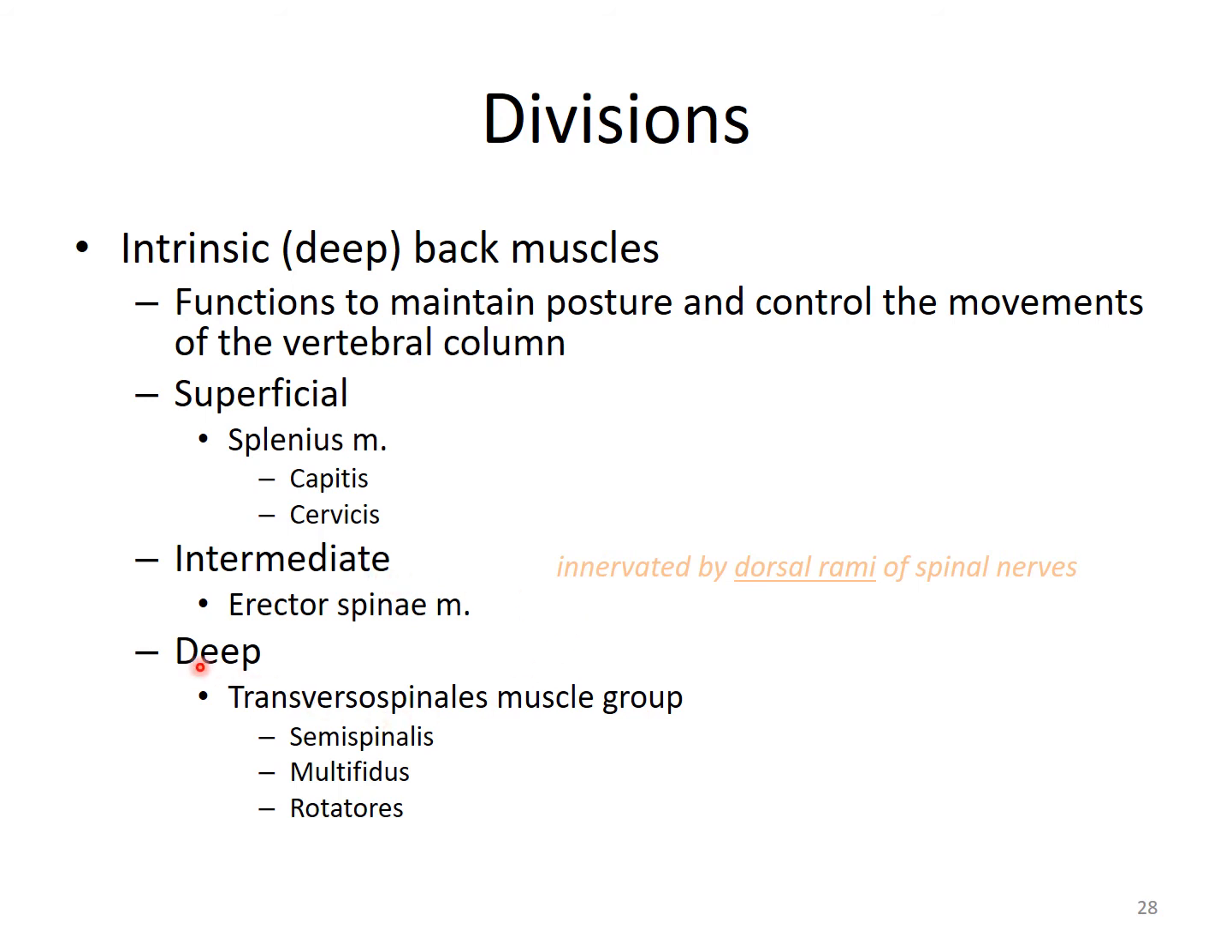And then you have deep ones. This is the so-called transversospinalis muscle group: the semispinalis, multifidus, and rotatores. These are really small. They sit directly on the vertebrae. We will not dissect these. An interesting thing to mention about these: as they are directly associated with the vertebral column, they're also going to be innervated directly by the dorsal rami of spinal nerves.